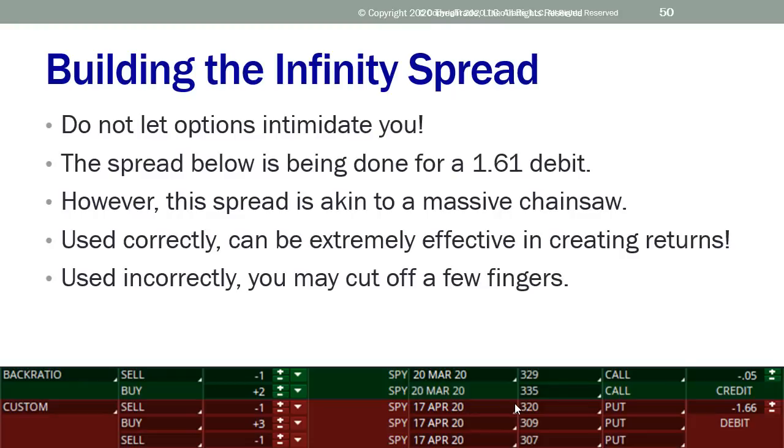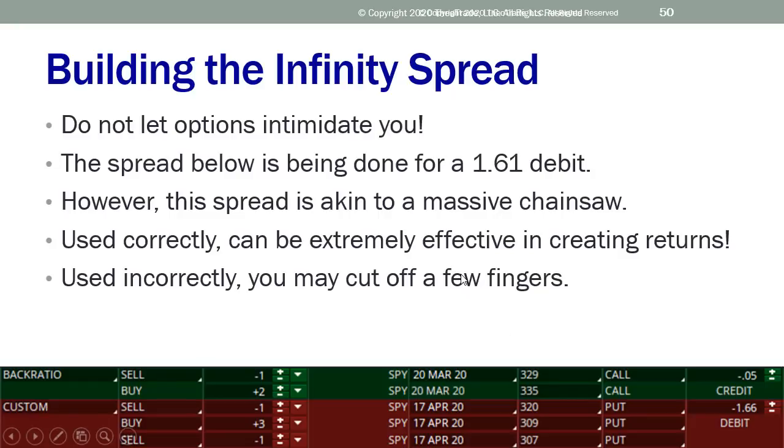The spread below is being done for a total of $1.61 debit. This spread is like the mother of all spreads in here. It is going to be the fastest, the quickest, the most powerful way to get where you want to go in the marketplace. But if you don't use it correctly, you can lop off a couple of fingers, right? It's, again, the mother trade in the marketplace. The infinity spread is a beast in terms of how powerful it is.